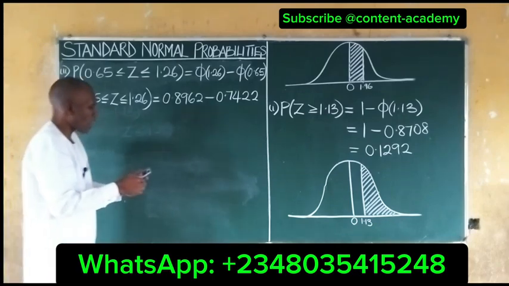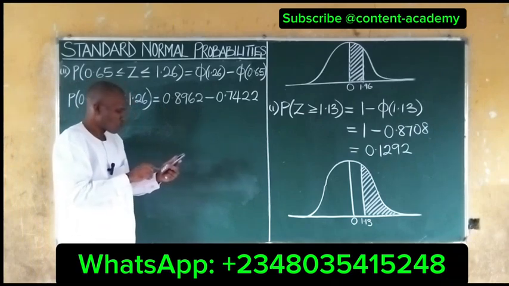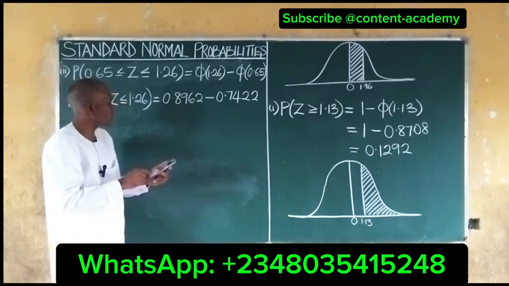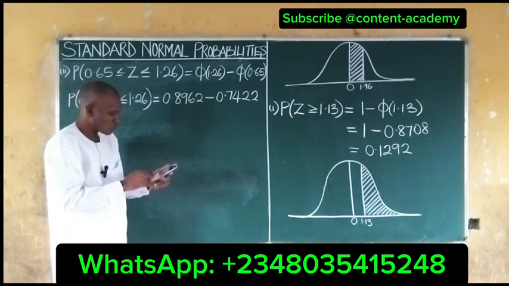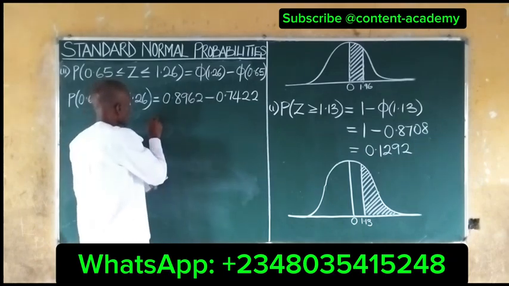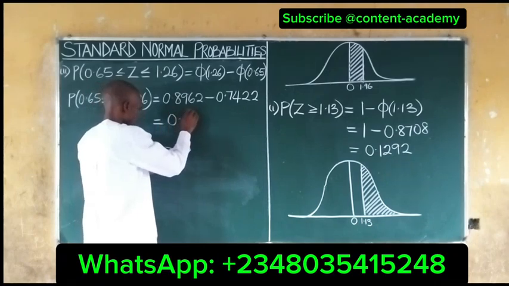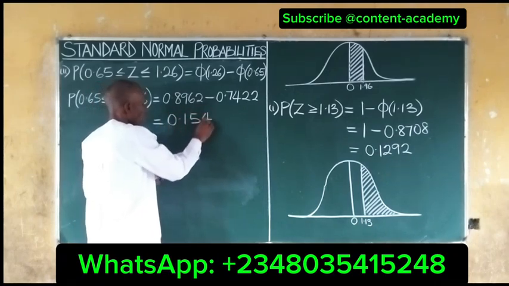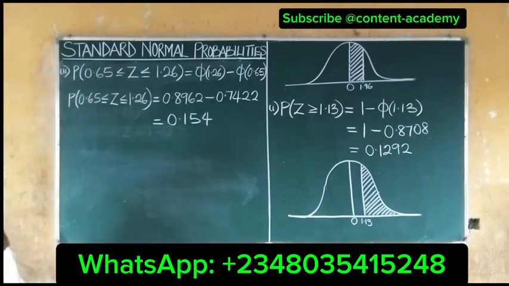This is simply how we can find the data for standard normal probability. So we use our calculator to say 0.8962 minus 0.7422. So we get our final answer to be 0.154. The next thing to do is to draw our curve associated with the equation.